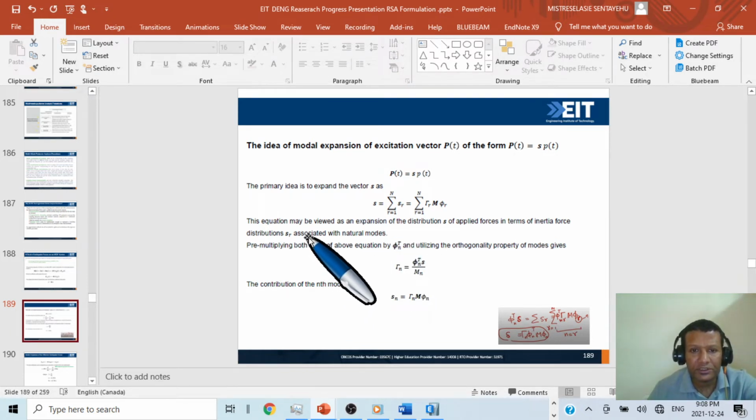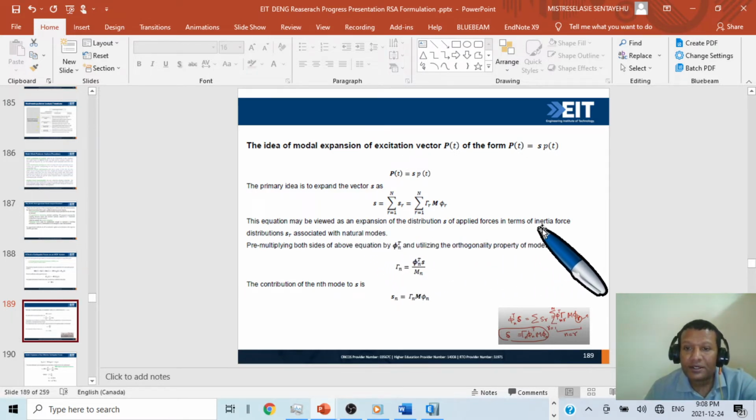So this equation may be viewed as an expansion of the distribution S of applied force in terms of inertial force distributions S_r associated with natural modes, because we have these modal shapes.